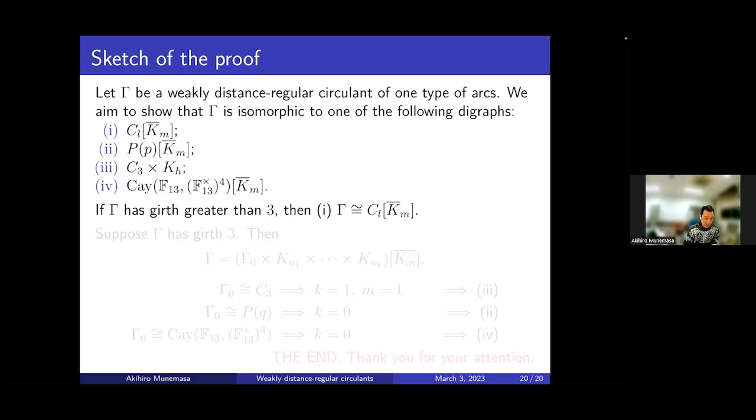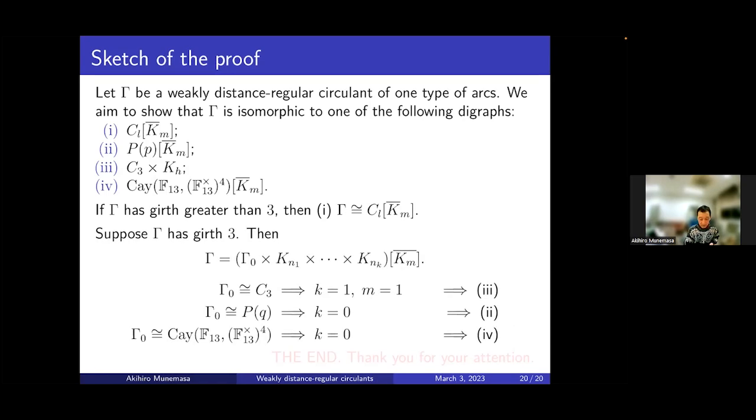Now suppose gamma has girth 3. Then in general, due to the structure theorem of S-rings, we have this general shape, and gamma 0 is an orbit S-ring. Now, because it is the orbit S-ring of a cyclic group, we can say a lot about it. Orbit S-rings are much more restrictive than general S-rings, so we can actually determine the possible orbit S-rings and hence gamma 0. So there are not so many possibilities for gamma 0.